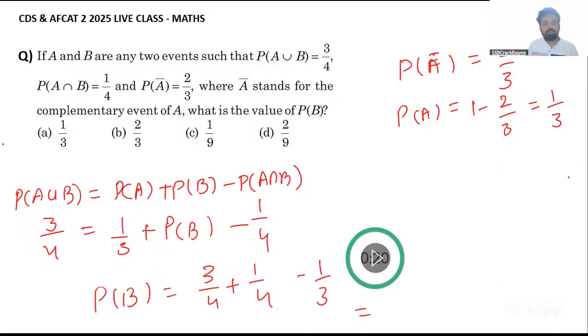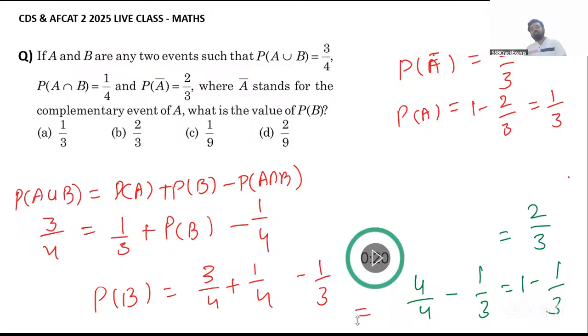So it is 3 upon 4. A union B is 3 upon 4. Probability of A is 1 by 3. Okay, it is correct. Probability of B we need to find. And probability of A intersection B is given to be 1 upon 4. I add this, which is 4 upon 4. Sorry, sorry. It is 4 upon 4, na? Minus 1 upon 3. So it is 1 minus 1 upon 3. So it is 2 upon 3. Okay. 3 plus 1 is 4, na? So it is 4, which is option number B.